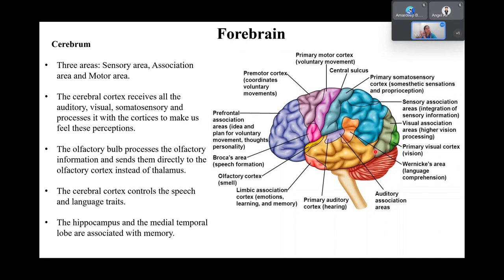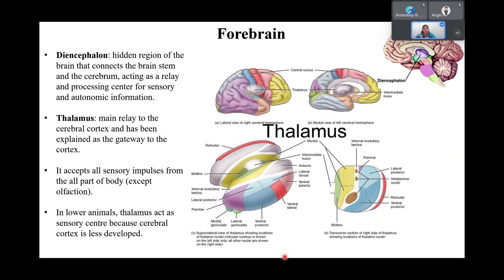Next, you have the thalamus, the main relay center where all the information is taken. It is present in the anterior part here, and it accepts all the sensory impulses of the body except for olfaction, because olfaction goes to the olfactory cortex. In some organisms, especially lower organisms, this is where the sensory center mainly lies. So not the cerebral cortex, which has all these different areas, but the thalamus receives all the information, because the cerebral cortex is not that well developed in those organisms as compared to higher organisms. For example, we have one of the most developed cerebral cortexes.